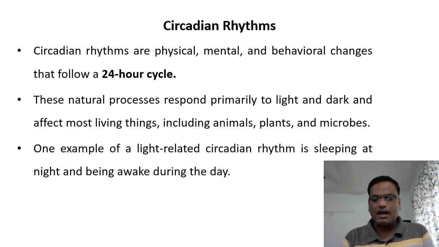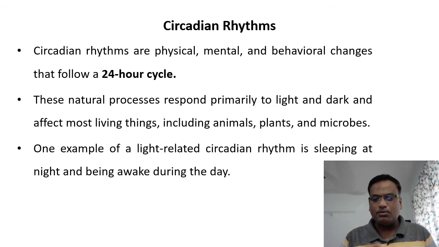Circadian rhythms. As I already explained in the previous slide, circadian rhythms are physical, mental, and behavioral changes that follow a 24-hour cycle. You can consider circadian cycle as a daily cycle, right? One day is made up of approximately 24 hours. And the major events, as I already told you, in a day are the day time and night time. So these natural processes, the physical, mental, and behavioral processes, respond primarily to light and dark and affect most living things, including animals, plants, and microbes.